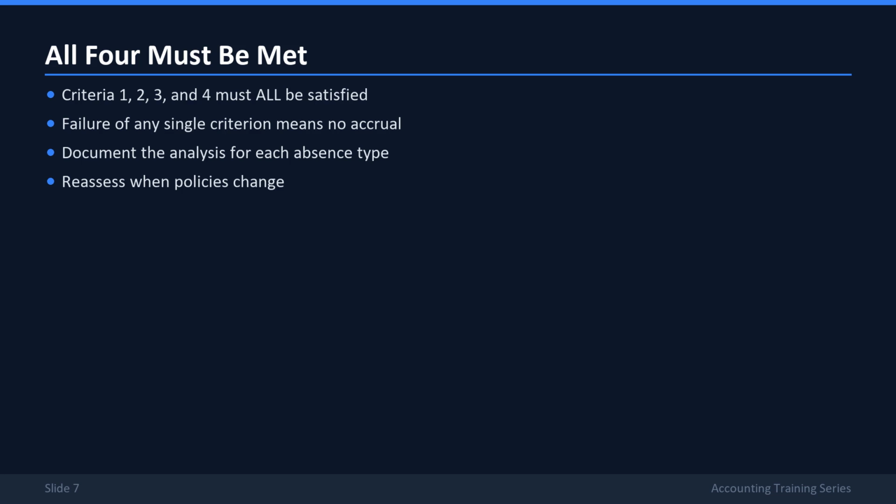To summarize the 4 criteria test, all 4 must be satisfied simultaneously for accrual to be required. If the absence is earned by past service but forfeited on termination, criterion 2 fails and no accrual is needed. If the absence vests but the amount cannot be reliably estimated, criterion 4 fails and no accrual is needed. The analysis should be documented for each type of absence and revisited whenever the policy changes, because a policy amendment can change the conclusion.